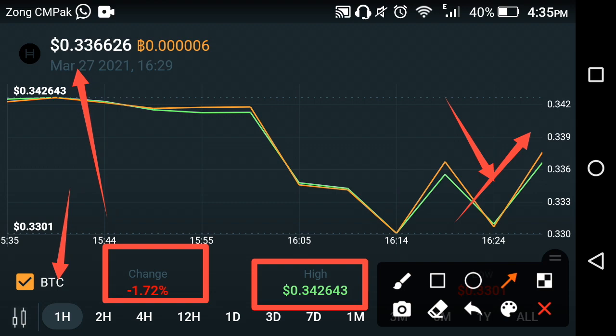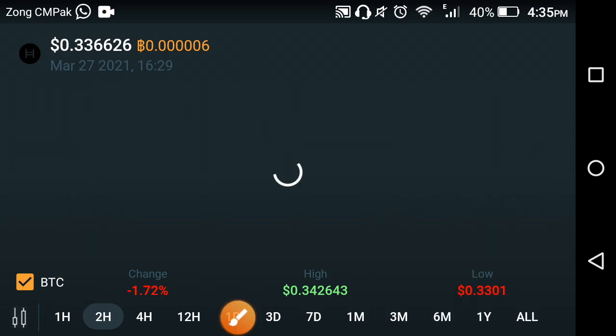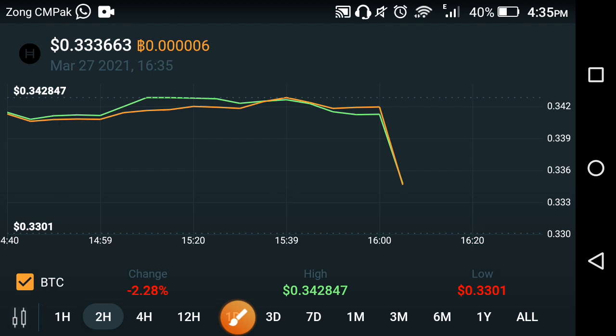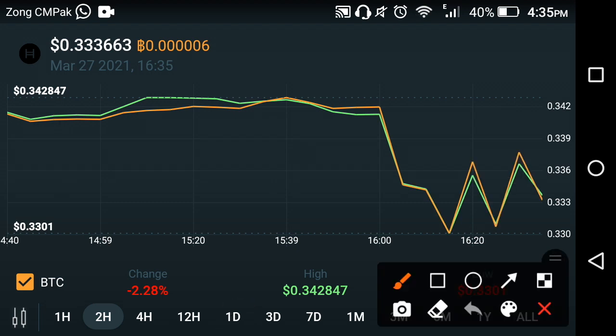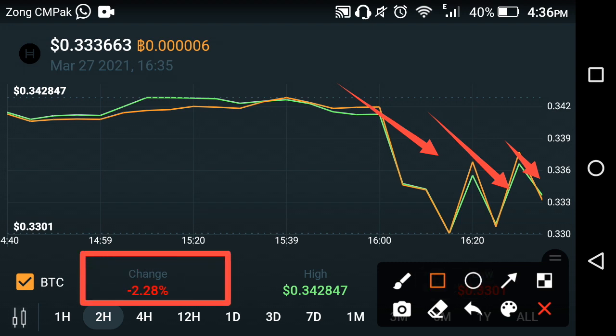Now let's see the live price prediction of 2 hours. What's going on in the last 2 hours of Hedera Hashgraph in the cryptocurrency market? As you can see here, in the previous 2 hours, the falling down started, and currently they are again falling down. The change in the previous 2 hours of Hedera Hashgraph is negative 2.28% in the cryptocurrency market.